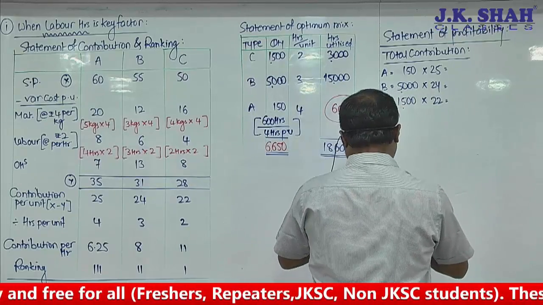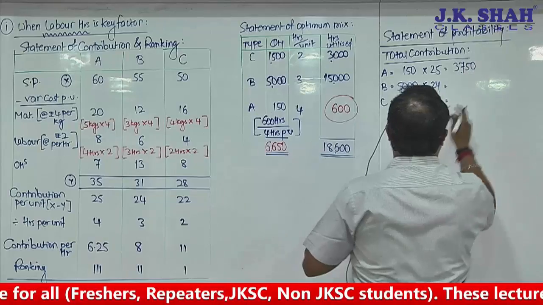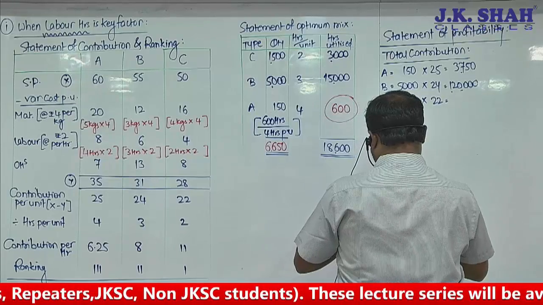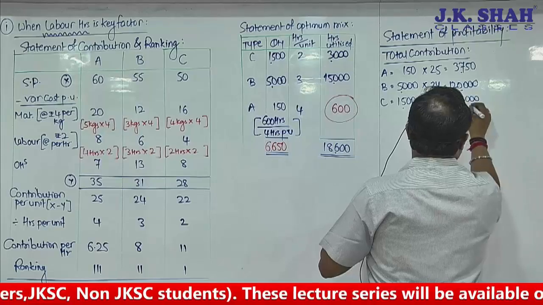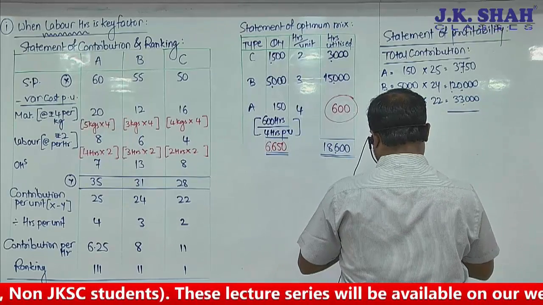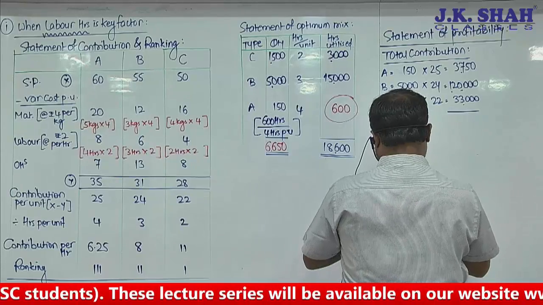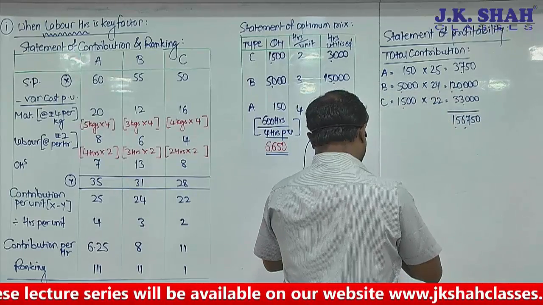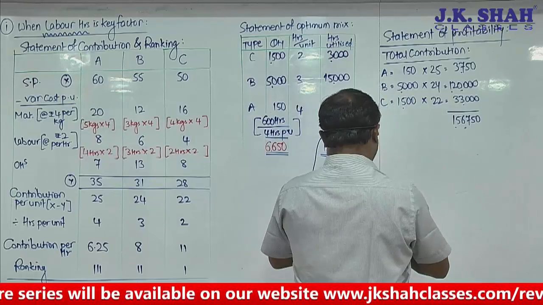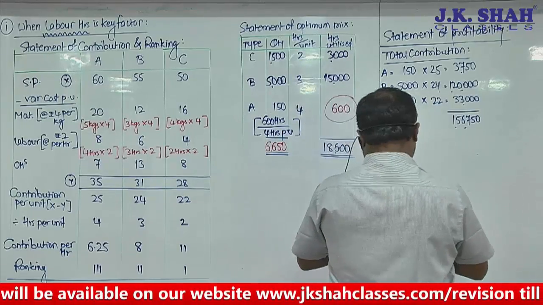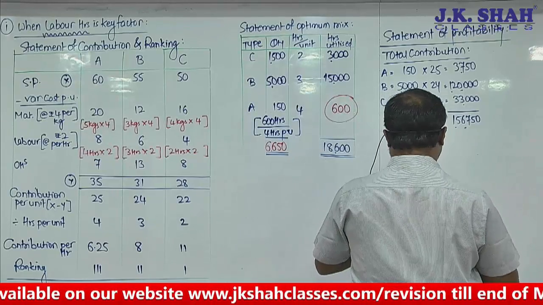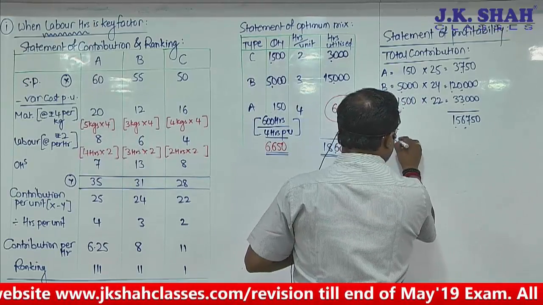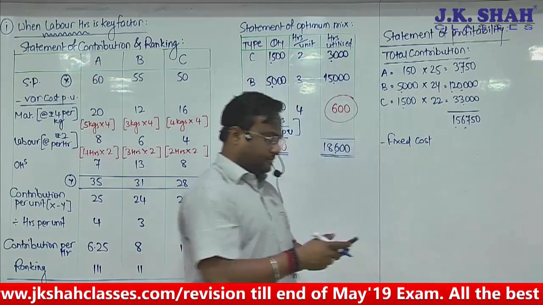So 150 into 25, 3750. 5,000 into 24, 1,20,000. 1,500 into 22, 33,000. 33,000 plus 120,000 plus 3,750 is 156,750. Now I'll simply subtract fixed cost from this.